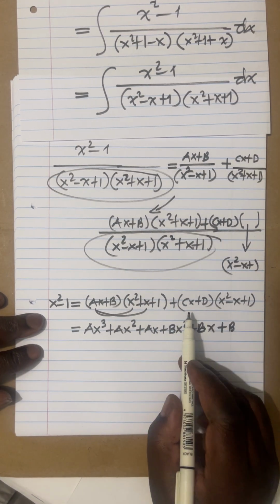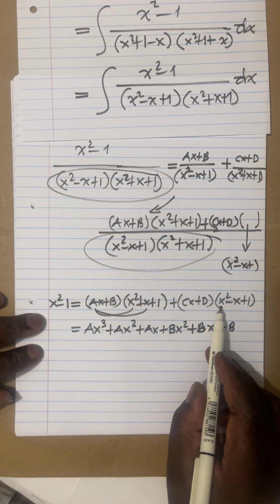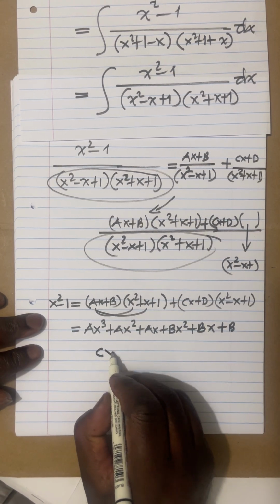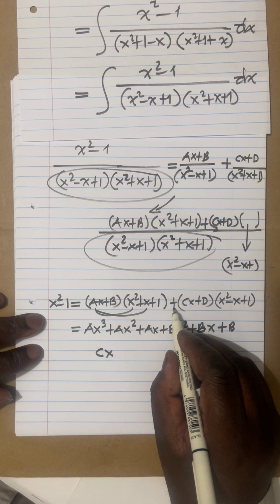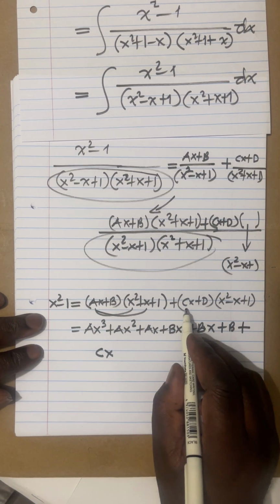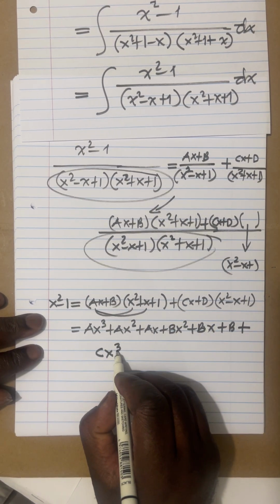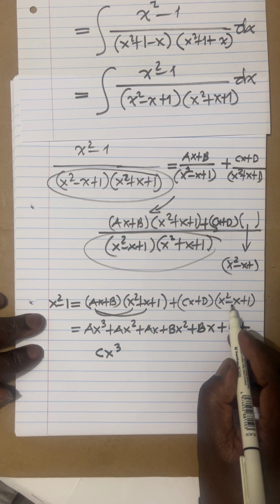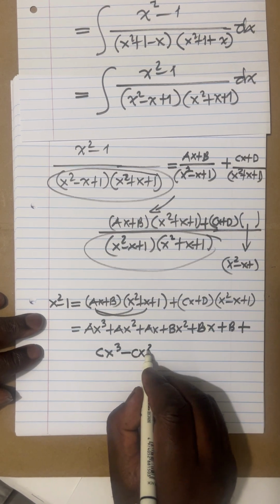Now we're coming here. Remember now, it's a plus sign. There it is. So I'm going to say plus there. So cx times x squared is cx cubed. cx times minus x, the answer is minus cx squared.